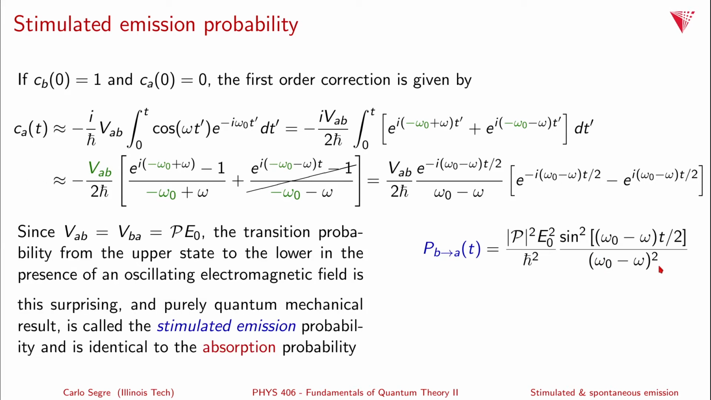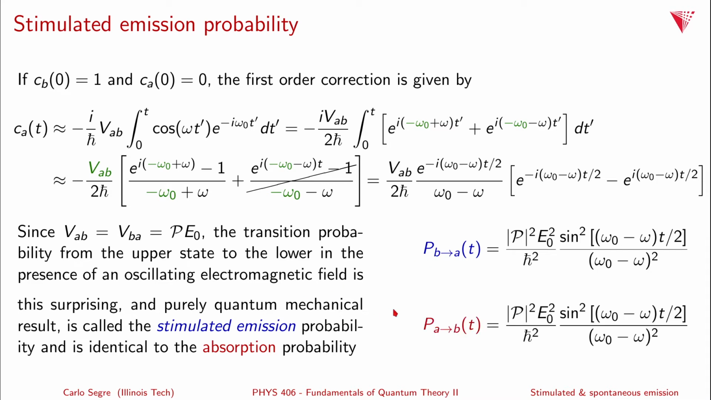Now, as it turns out, this is a little bit surprising, and it's a purely quantum mechanical result. This is called stimulated emission, and this is the stimulated emission probability. It turns out it's identical to the absorption probability that we calculated before. If you look at these two expressions, they're exactly the same. So stimulated emission and absorption are two sides of the same coin. There's a perfect symmetry between the two.